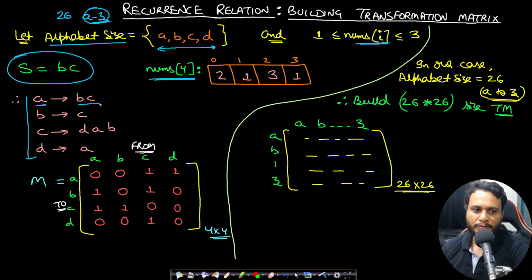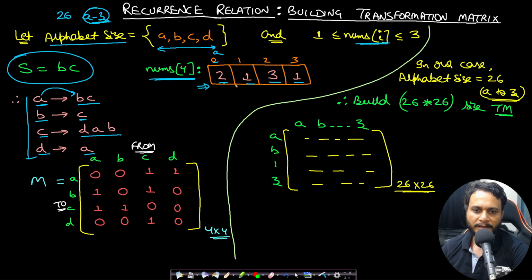A will be transitioning to BC. So immediately from the next character, we are taking 2 characters. And that is why nums at 0, which is for A, is denoting size 2. B will be transitioning to C, so 1. C will be transitioning to DAB, so 3. D will be transitioning to A, so 1. Okay, so I hope you have understood how I have created the nums array.